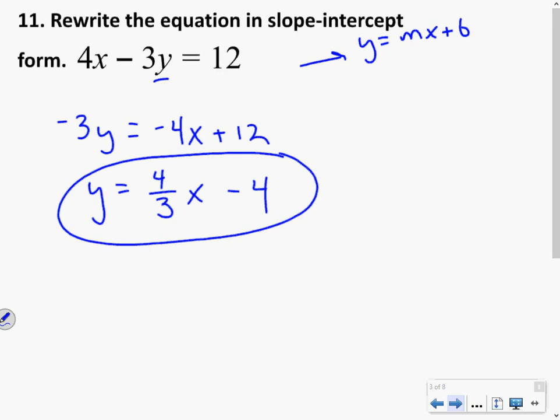Okay, slope-intercept form. The slope is 4/3. The y-intercept is negative 4. Okay, so solve for y.